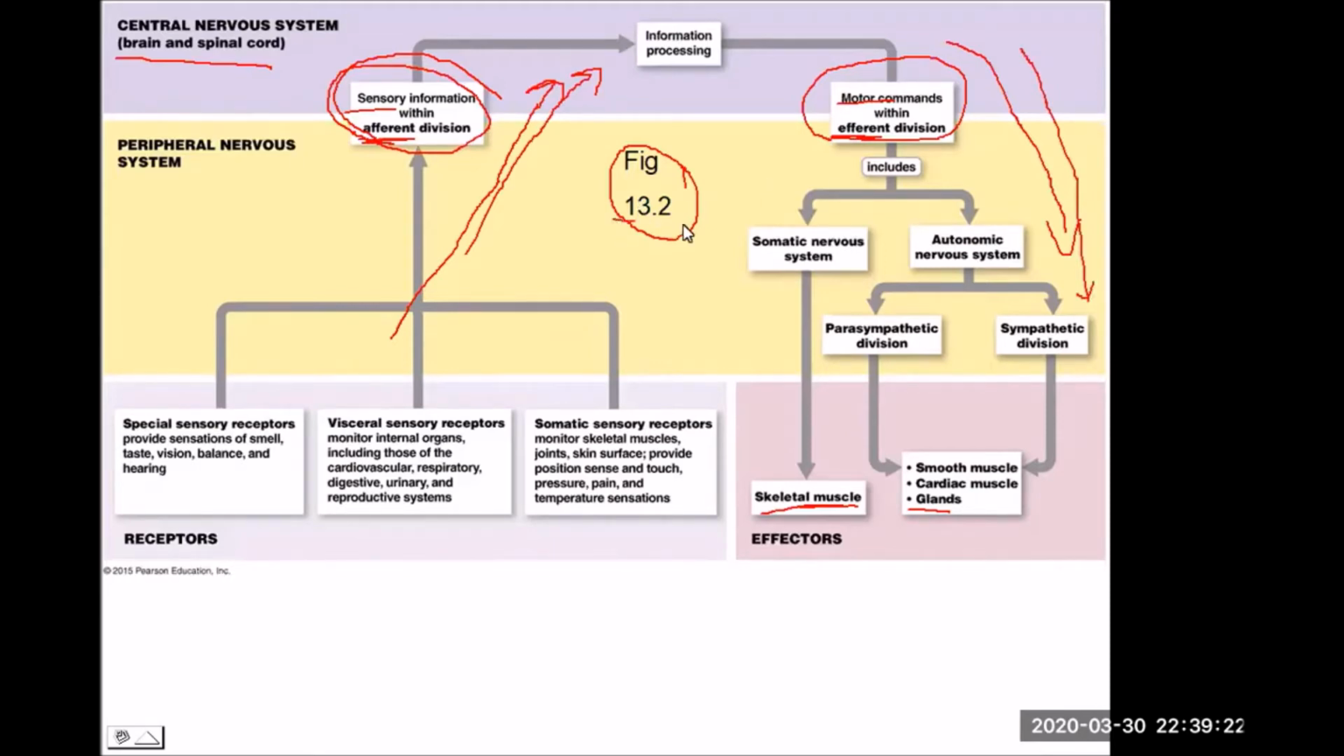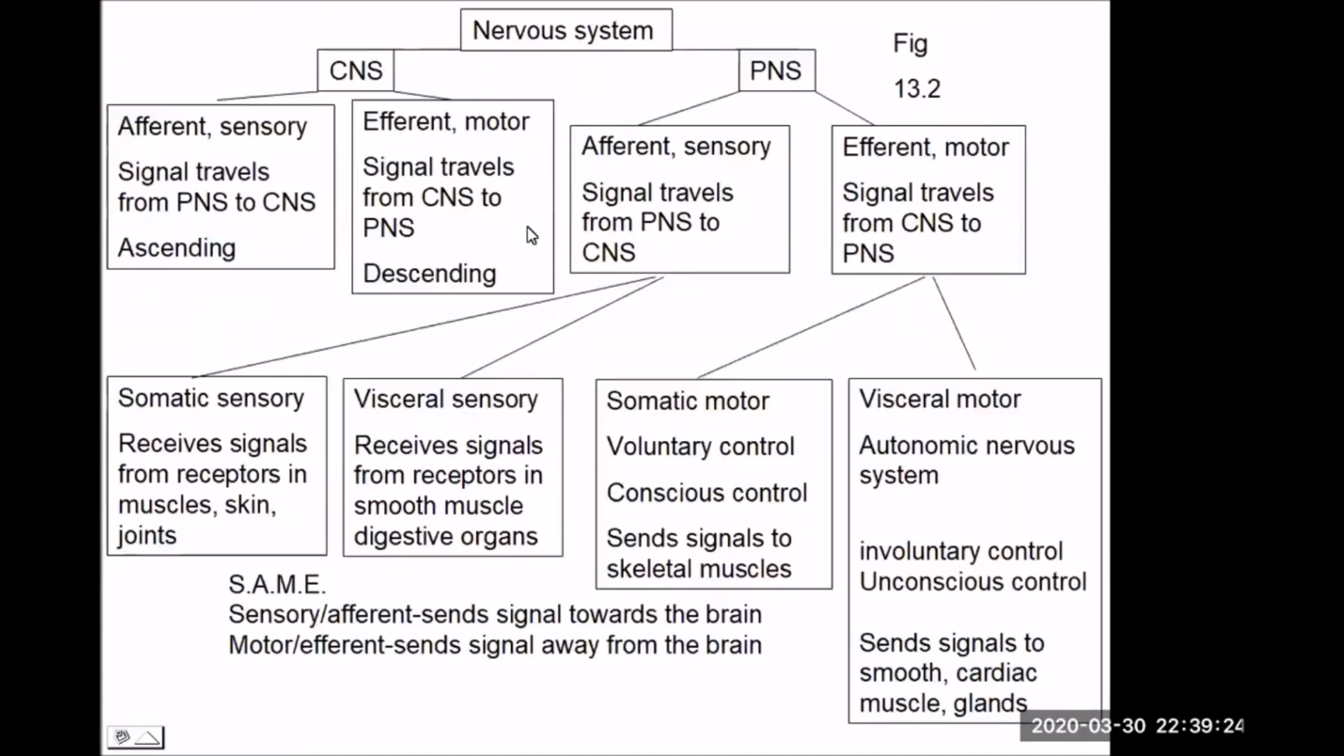So a similar diagram is like so. I'm just spelling that out. So afferent or sensory, afferent and motor. And you notice these terms apply to both central nervous system and peripheral nervous system. So starting there, here's a little mnemonic. SAME, sensory and afferent have the same meaning. So signals going towards the brain so we can perceive our sensations.